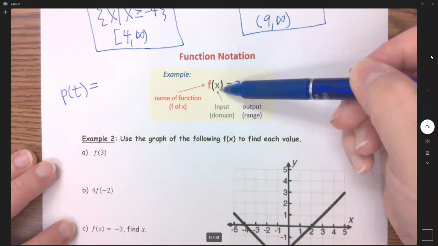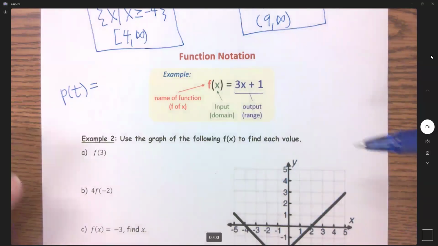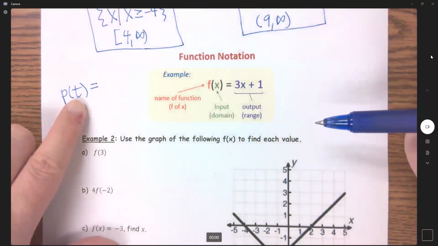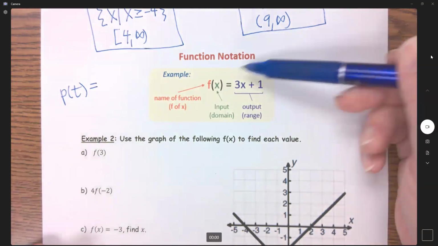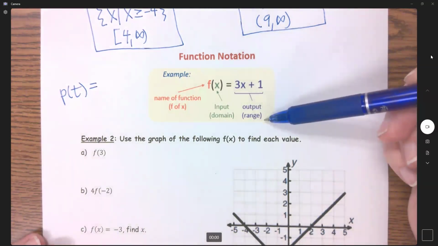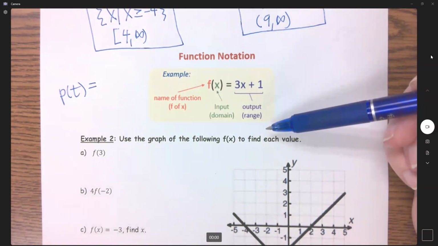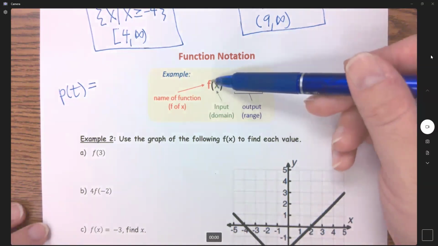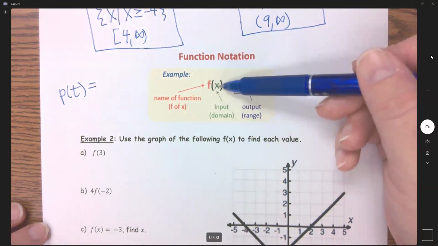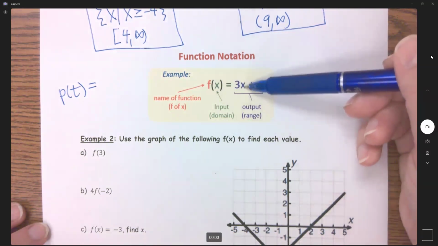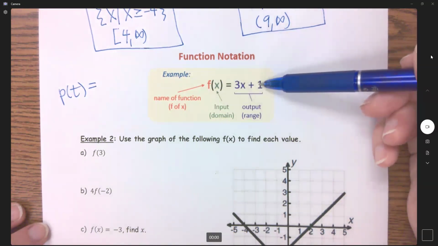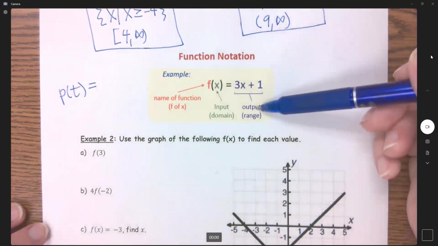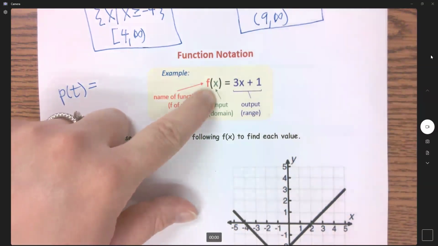Whatever you have in parentheses here is your input. So here my input would be t. And then whatever it equals is your output or your range. Now, typically we're going to have numbers that we're inputting. So let's say I had f of 2. Then I would come over here and plug in a 2 here. So 3 times 2 is 6 plus 1 is 7. My y value would be 7 when I'm inputting the x value of 2.